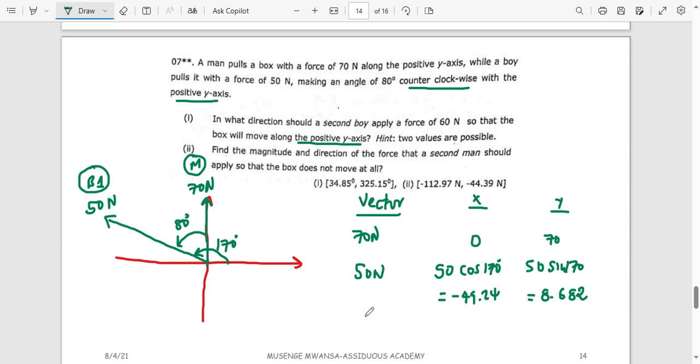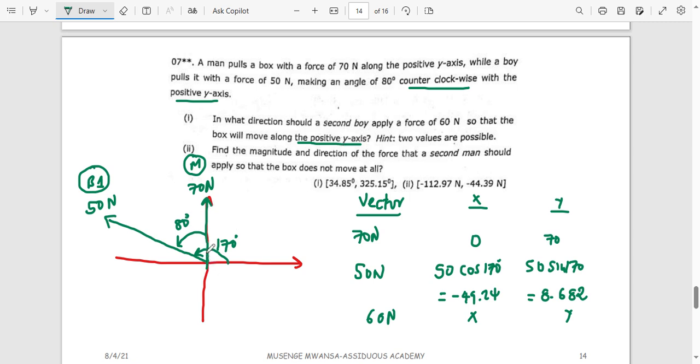But we want another boy. Let me just say another boy B. We don't know who this boy is, and we want him to pull. So we don't know his x component, and we don't know his y component. The question is saying in what direction should a second boy apply a force? Actually, we know the force: he is applying a force of 60 newtons, so I can remove this. It should apply the force of 60 newtons, but in what direction, so that the box moves along the positive y-axis? Do you get that? It should move along the positive y-axis.